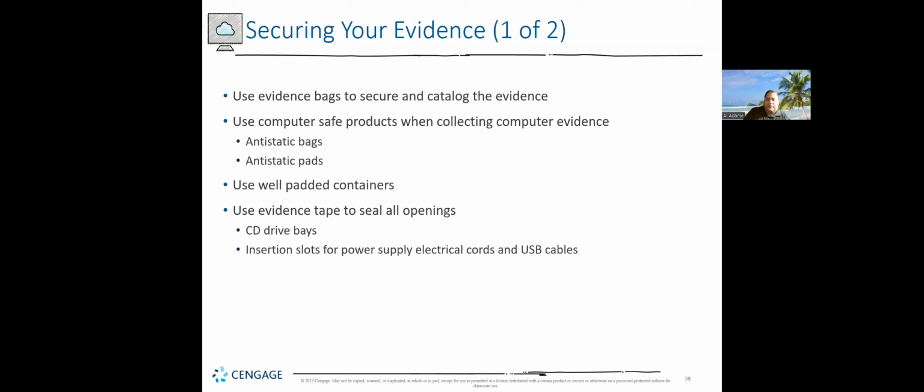Technology is pretty fragile. I have a flash drive here I'm holding, and I guarantee you if I bend it enough, it would snap in two, and that's the reason we use well-padded containers. It's just sitting on my desk. Use evidence tape to seal all openings. You would wrap it essentially. Don't touch it: CD bays, insertion slots, power supplies. I don't know how much evidence you're getting off a USB cable, but sure, you could cover it with evidence tape so no one tampers with it.